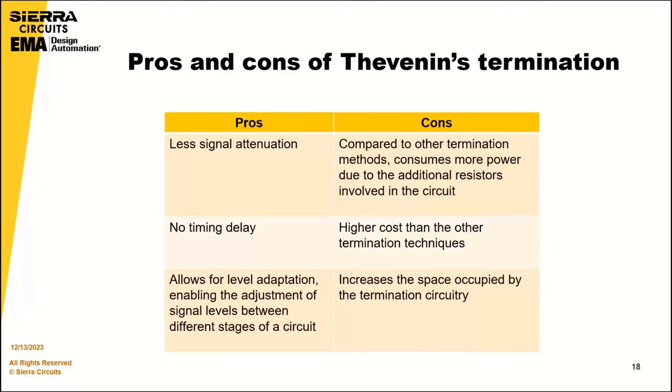Pros and cons: this termination strategy provides less signal attenuation without any timing delay. It allows for level adaptation, enabling the adjustment of signal levels between different circuit stages. And it does have some drawbacks compared to other termination methods. It involves a little bit more power and higher cost due to the additional resistors engaged in the circuit, and it also increases the space occupied by the termination circuitry.